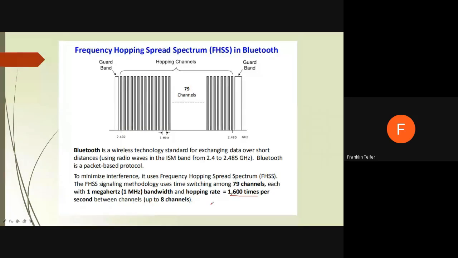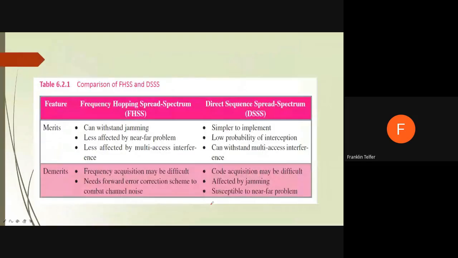So frequency hopping and direct sequence spread spectrum: the merit is that FHSS can withstand jamming, and it is quite difficult to jam. It is also less affected by the near-far problem. The near-far problem is that in the nearer vicinity you may get cross interference, but farther away you experience some delay in the signal. This is there in DSSS as well as in FHSS, but it is less affected in FHSS.